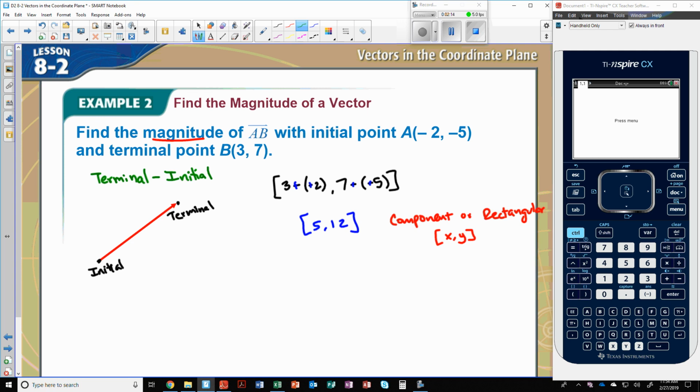Here's the magnitude for vector AB would equal the square root of 5 squared plus 12 squared. I'm doing the Pythagorean theorem here. And so 5 squared is 25. 12 squared is 144. And if you add those together, we get the square root of 169, which equals 13. So 13 is our magnitude for the vector AB.